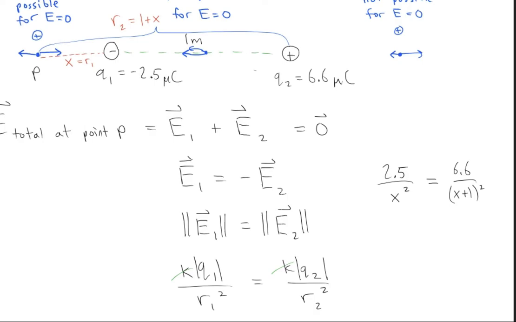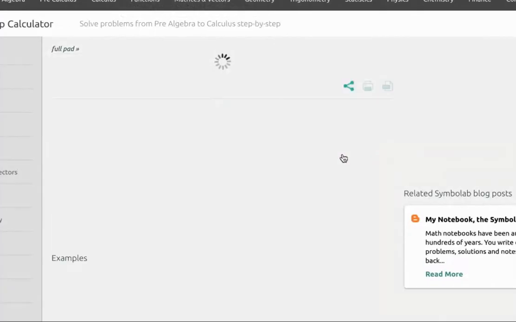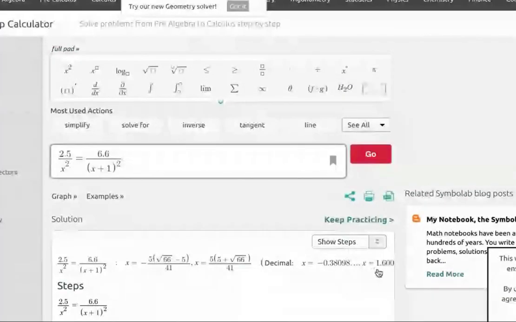The next step would be to solve using either an online calculator or you could do it by hand. I like this symbolab.com, and it gave me 1.6. So x is 1.6.